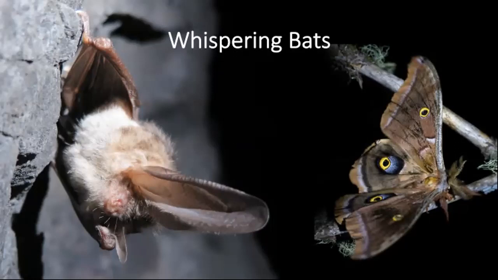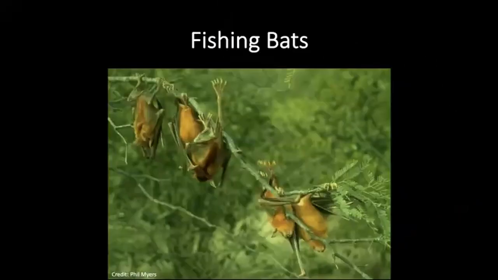Kind of on the opposite side of the spectrum are fishing bats. So fishing bats, as their name suggests, catch fish. And there are about 6, I believe, out of the nearly 1,500 species of bats in the world that are fishing bats.